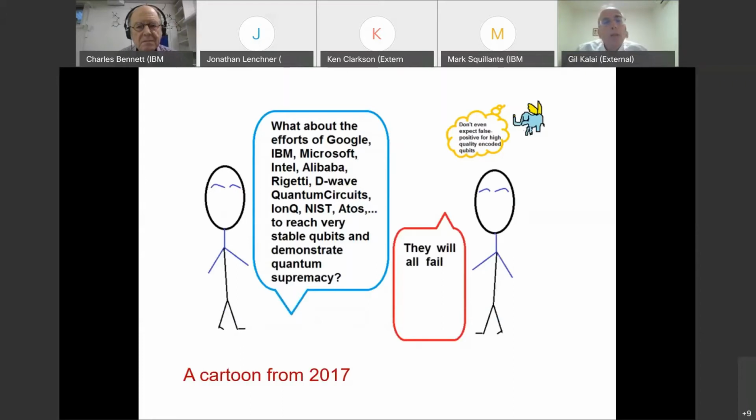Ask about the efforts of Google, IBM, Microsoft, Intel, Alibaba, Rigetti, and so on and so forth, both groups in academia and in industry, to reach very stable qubits and demonstrate quantum supremacy. So the answer is that they will all fail. And for quantum error correction for high quality encoded qubits, we should not expect even a false positive.